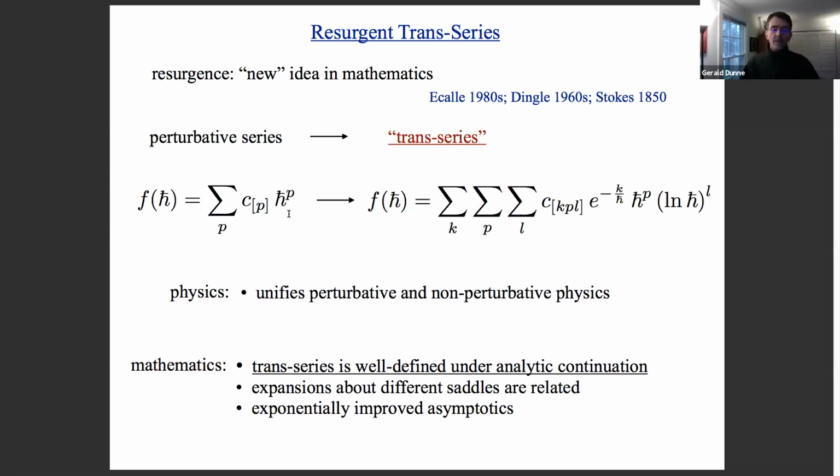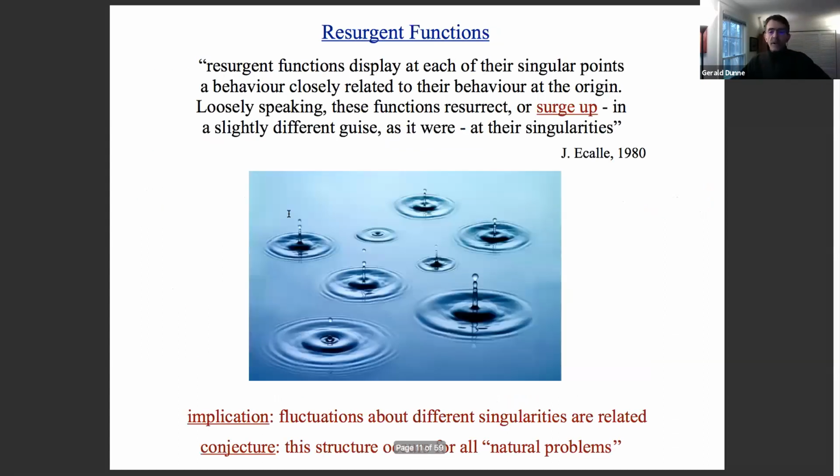Now, where does the name come from? So the name was coined by Jean Écalle, the pure mathematician behind this formalism. And the idea is here, look at this raindrop picture. Imagine these droplets correspond to different saddle points or different critical points, or even just different points that you want to expand about for something. And these circles, these ripples, are supposed to represent the fluctuations around that particular saddle point.